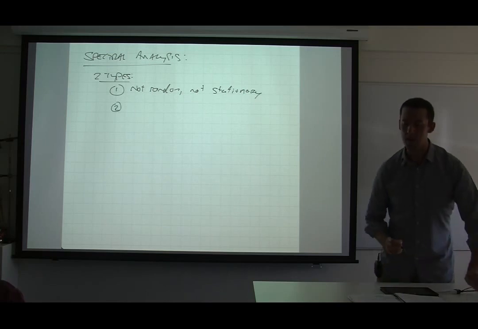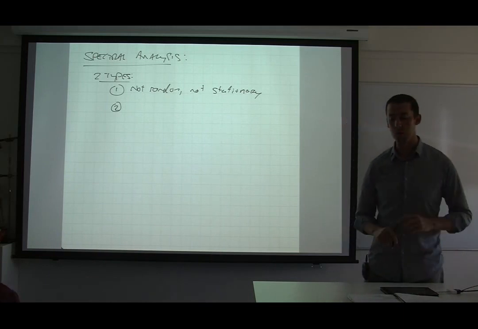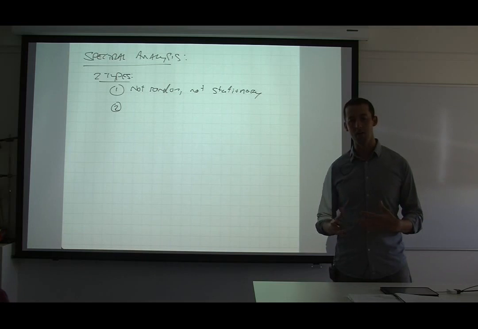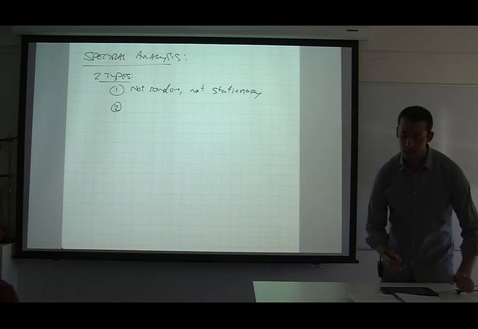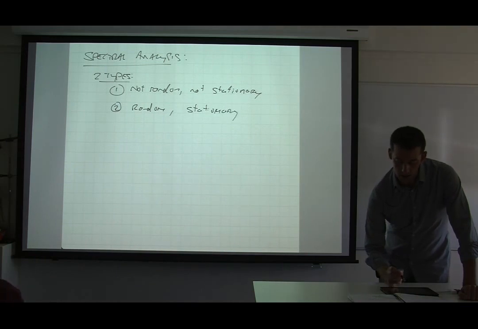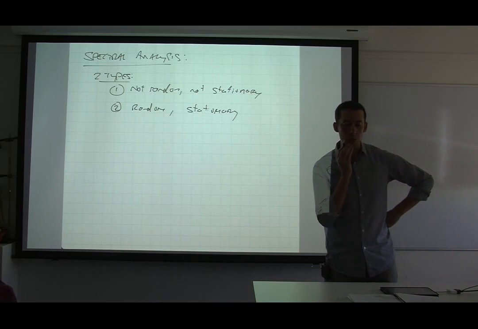I'll explain shortly. And the second type will be probably more useful, particularly for biological signal processing, where we get signals on the surface of the skin, for example, say EMG, which is quite a random looking signal. It's a superposition of many action potentials firing with a very complex timing, so it looks random. So random, or stochastic, and stationary. So I've used this word stationary twice, and what do I mean by it?